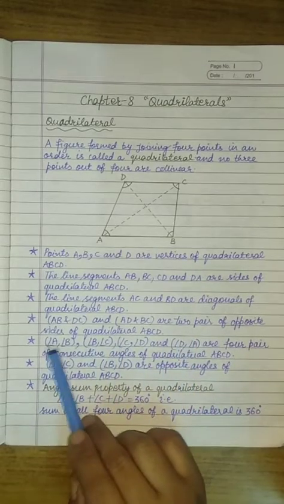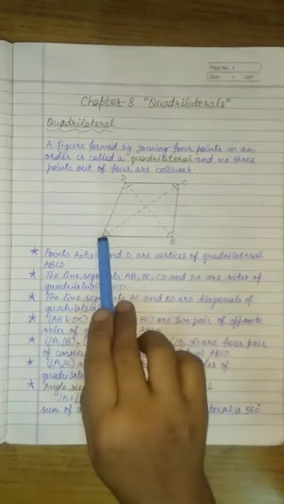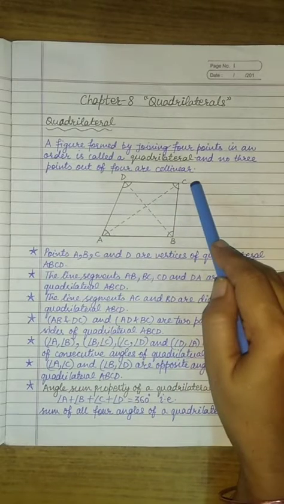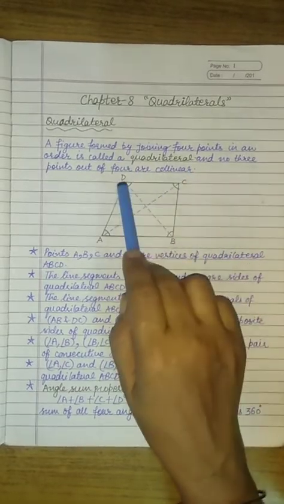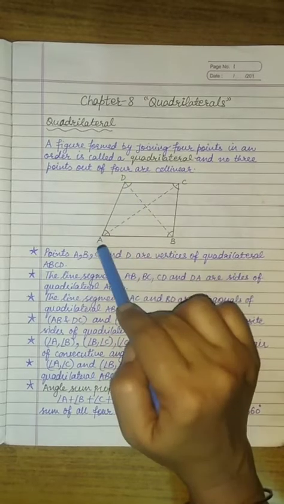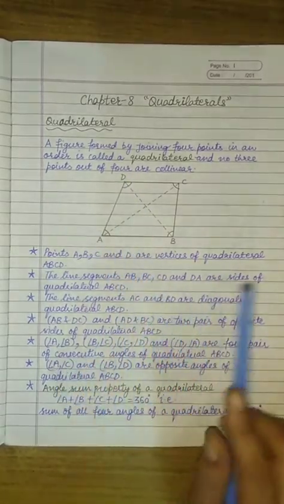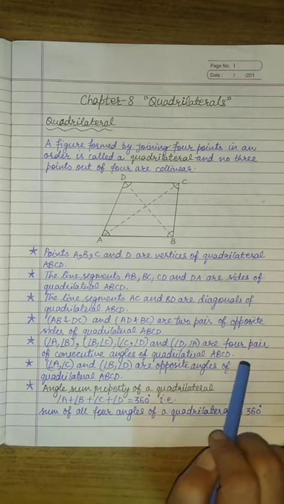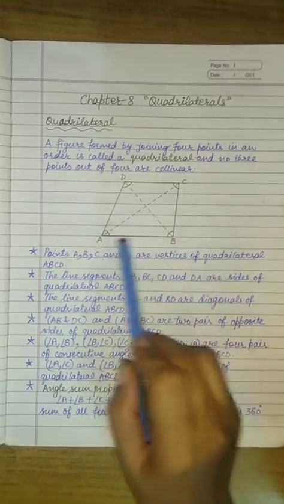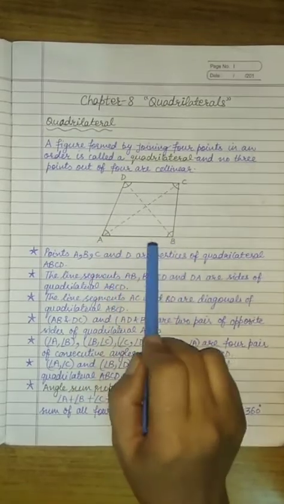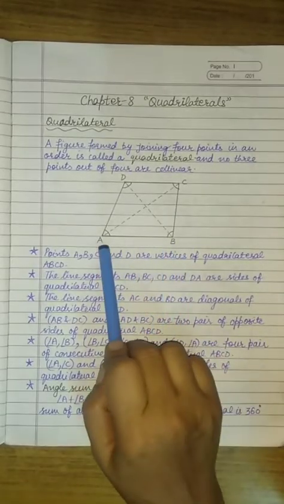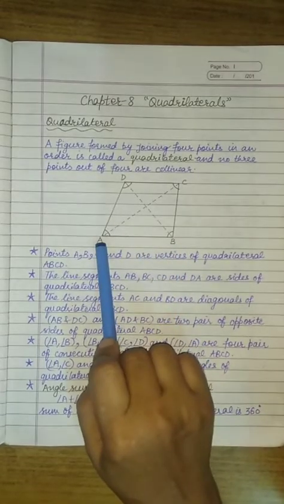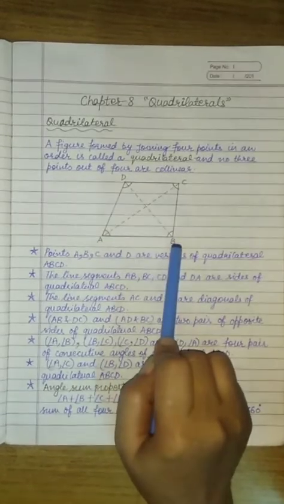Then angle A and angle B, angle B and angle C, angle C and angle D, and angle D and angle A, these are the consecutive angles of quadrilateral ABCD. Consecutive means the angles lying on the same line segment. For example, on line segment AB, we have 2 consecutive angles, that is angle A and angle B.